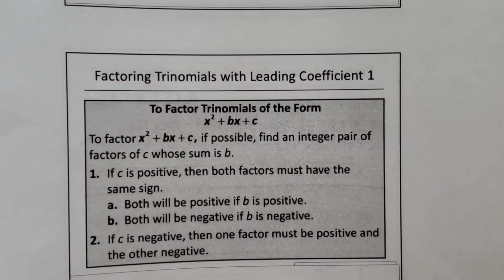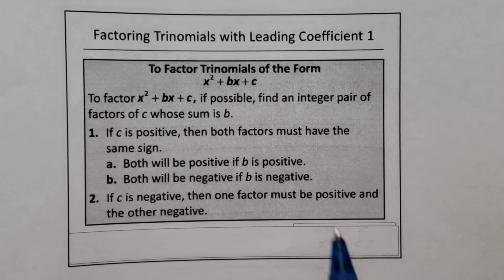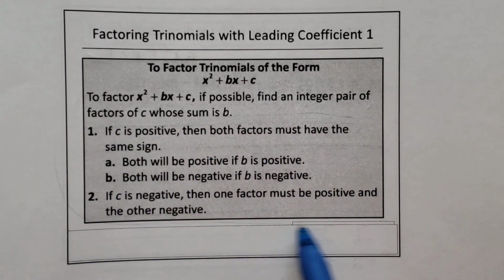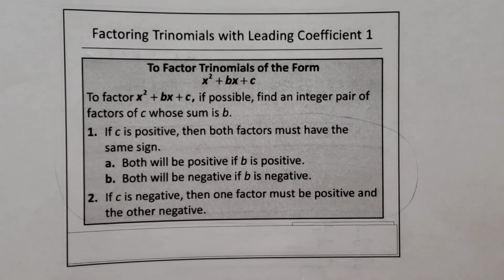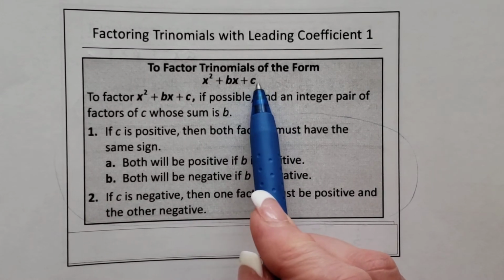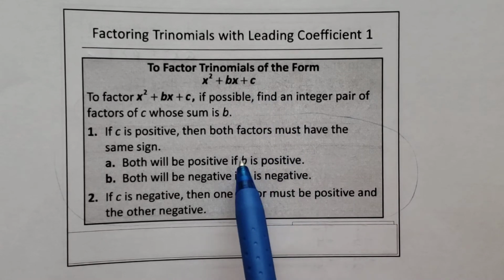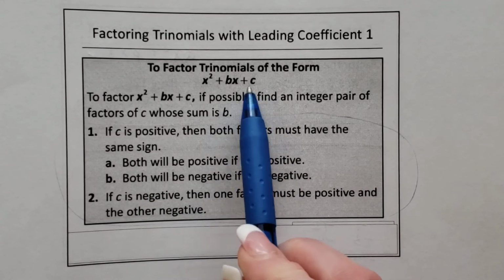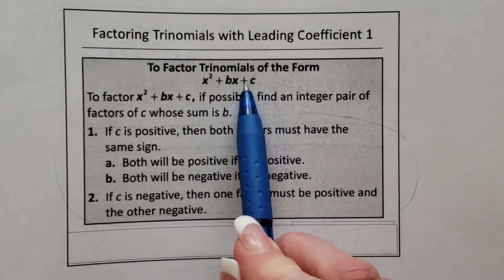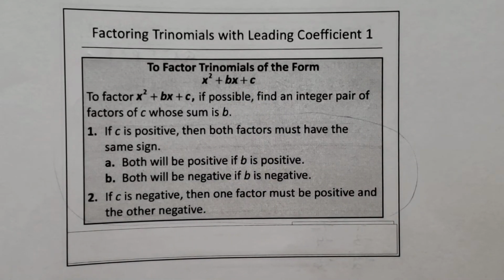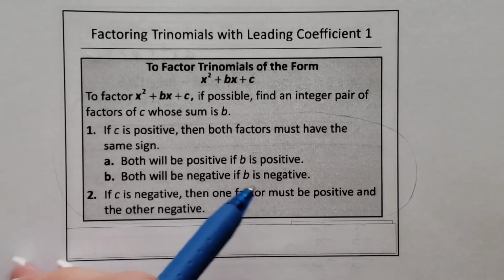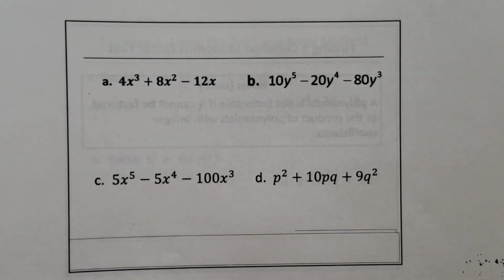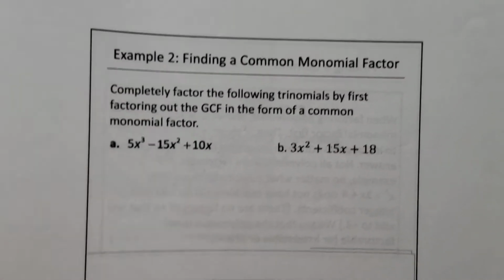All right, so we're going to keep practicing these, but I'm just reminding you, if you'll remember this rule, this will help you figure out what's going to be negative and what's going to be positive. Okay, so if letter C is positive, both of the numbers have to be the same sign. Either they both have to be positive or they both have to be negative. If letter C is negative, that means one's positive, one's negative. And the biggest number is going to be whatever the sign of B is. So we're going to practice some more of these using that rule. All right, so let's look at letter A.